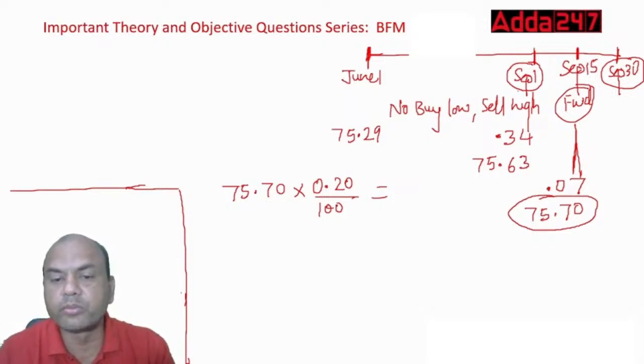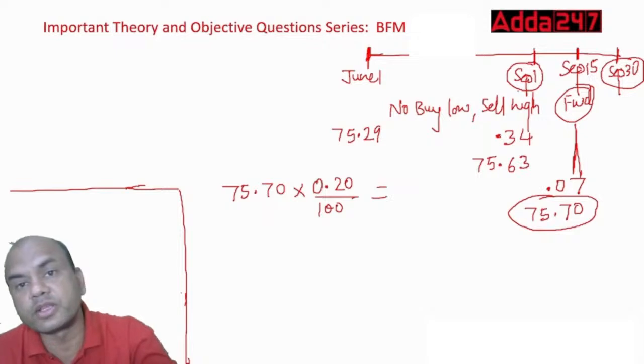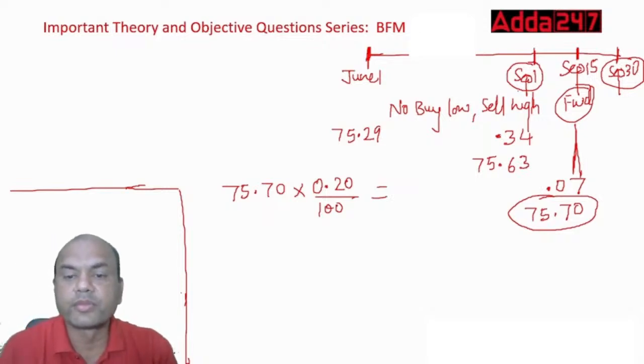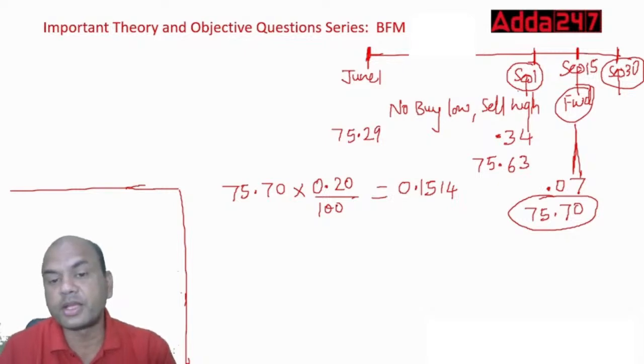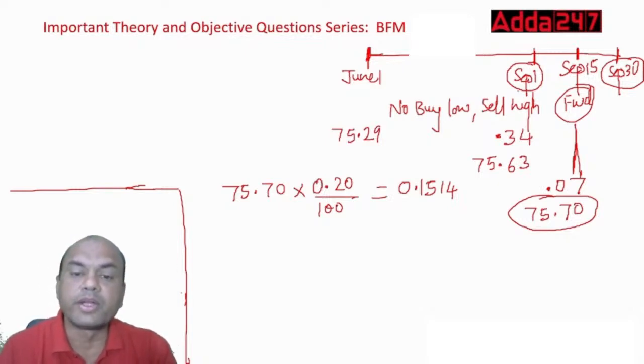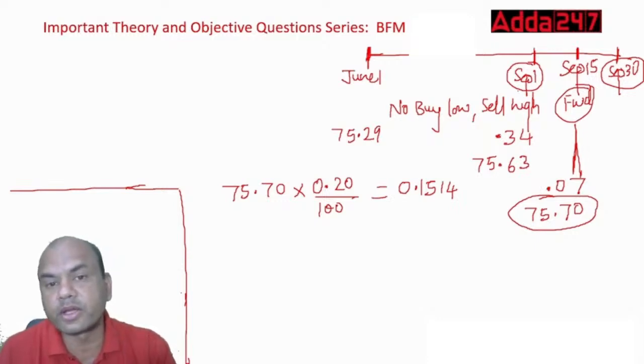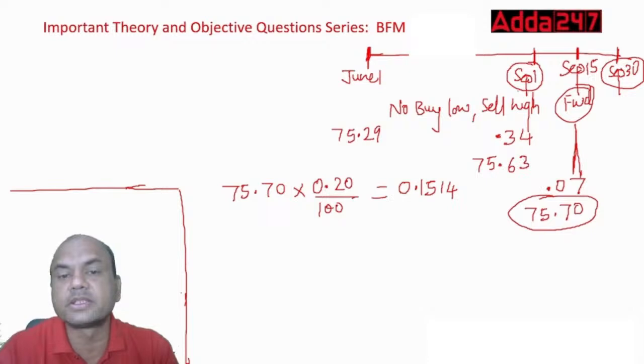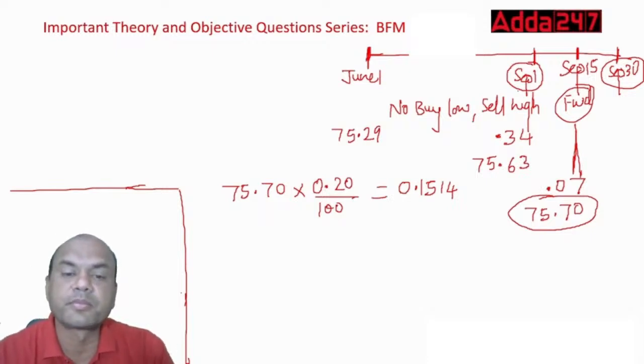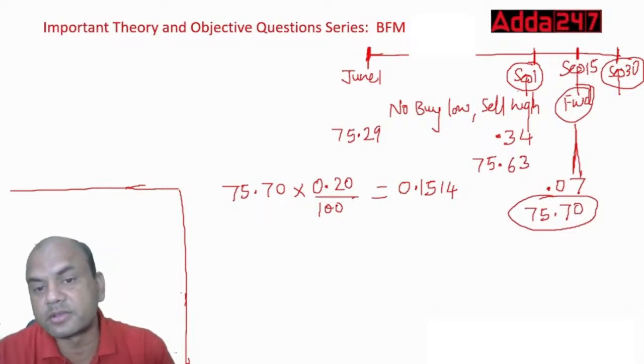75.7 into 0.20. So 0.02, you can write it, or you can divide it by 100 later. So what is the answer you're getting? You're getting 0.1514, right? This is the answer you might be getting. So 0.002 into this. So 0.1514 you are getting. Are you getting this? Everyone type yes in the comment section if you are getting it. Are you getting the same answer?